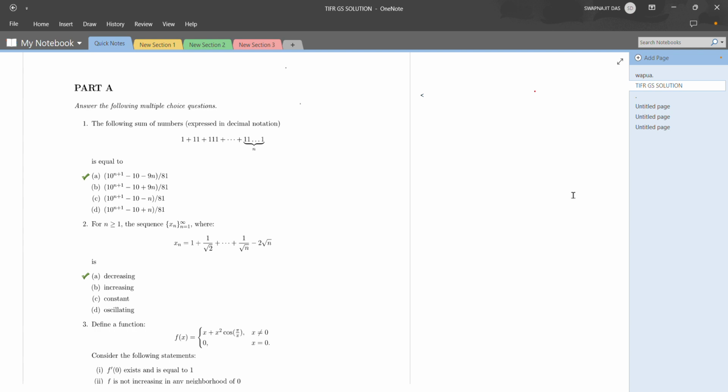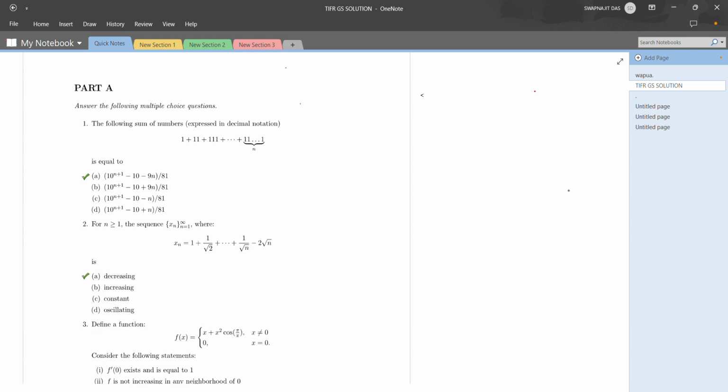Okay, let's start. Part A has 20 problems which are MCQ, and in part B we have 20 problems which are mainly true false questions. Okay, so question number 1: the following sum of numbers expressed in decimal notation is equal to... This is clearly easy, you can just put some value for n and check. This is just an easy problem, you can do it within 2 minutes.